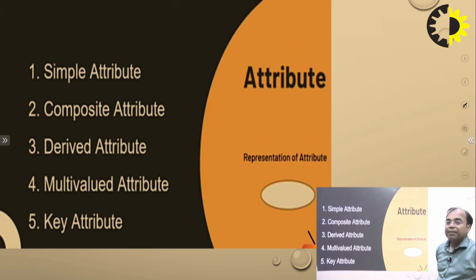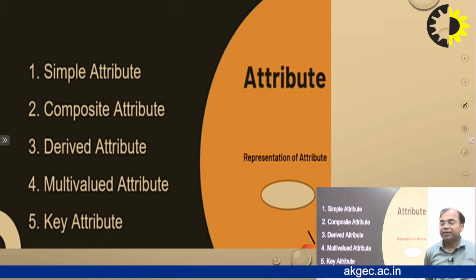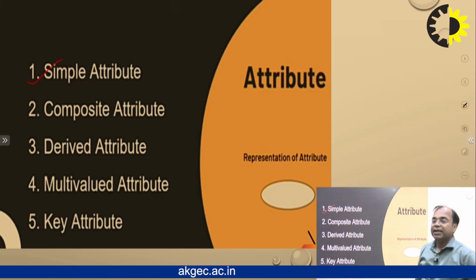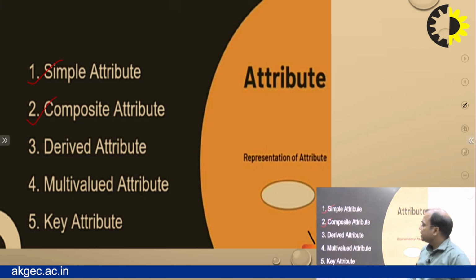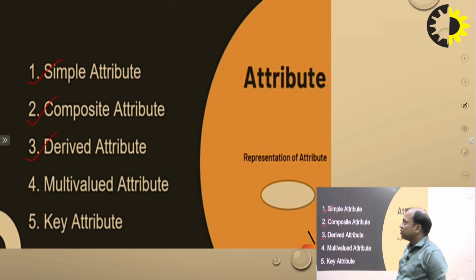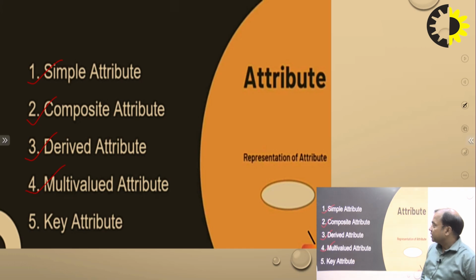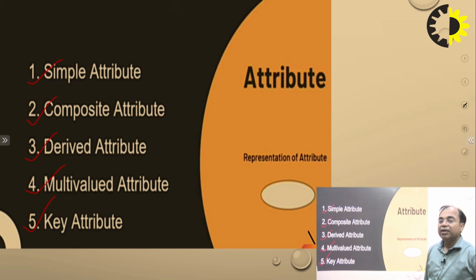Next, we have different types of attributes also. Attributes are of 5 types. First, here we can see, is the simple attribute. Second type of attribute is composite attribute. Third we can say derived attributes. These all are the properties of entity. And fourth is the multi-valued attribute. And fifth and last, important attribute is the key attribute. So we have simple, composite, derived, multi-valued, and key attributes. So we discuss one by one.